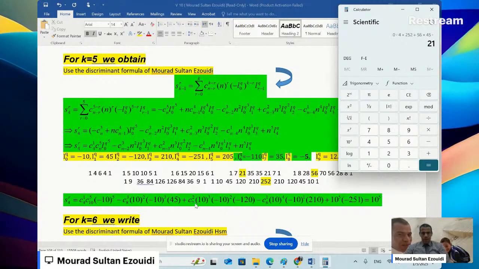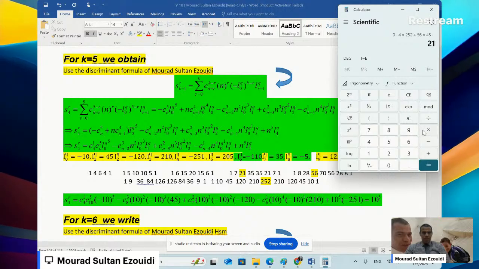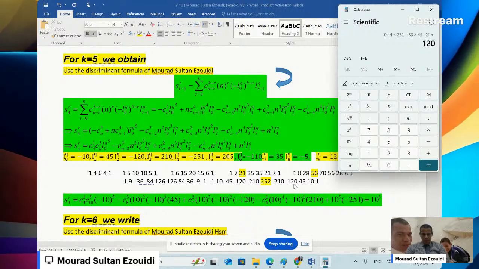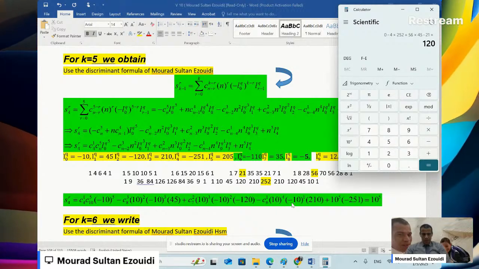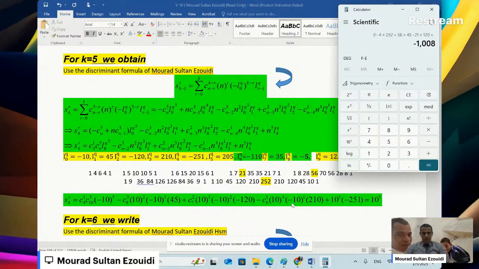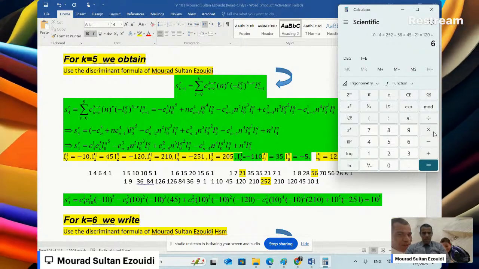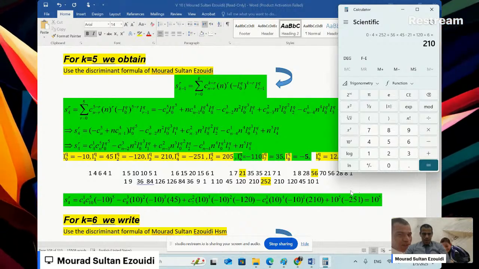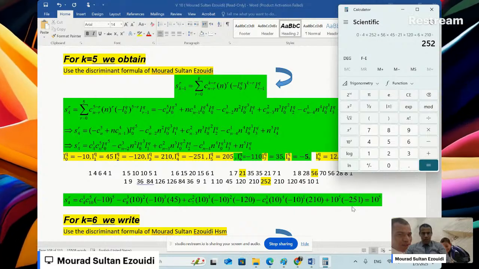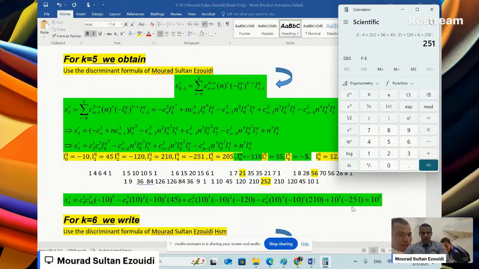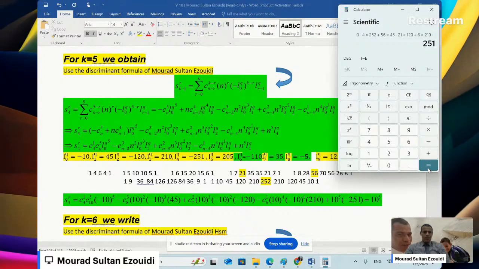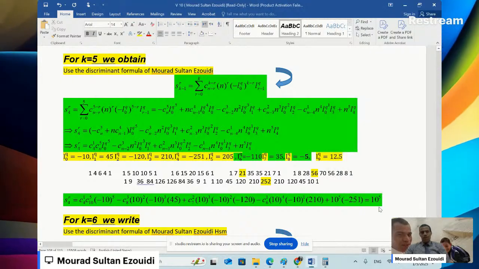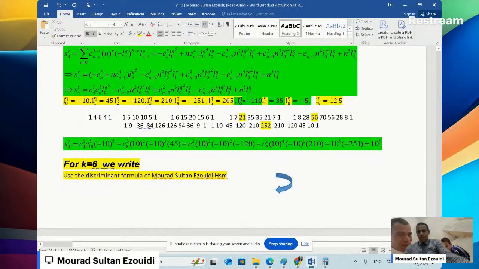Negative 21 multiplied by 120, then the answer multiplied by 10 raised to the power 5. Then minus multiplied by minus equals plus. Plus 6 multiplied by 210, then minus 251. So this one is equal to 1, multiplied by 10 raised to the power 5, which will give you 10 raised to the power 5. For the rest, I want to find S5.